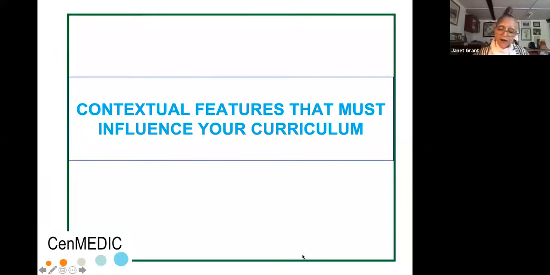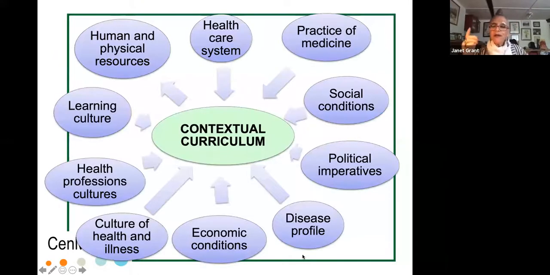So there are so many contextual features that will influence your curriculum: the healthcare system, the practice of medicine, social conditions, political imperatives. What's the disease profile? Economic conditions. Is what you're teaching about communication, about diagnosis, about medication, about prescription, is that fitting in? Culture of health and illness, health professions cultures as well. What culture in the healthcare profession are you enabling your students to enter? The learning culture, human and physical resources. You have to think about all of these things.